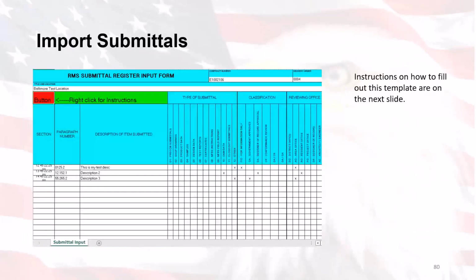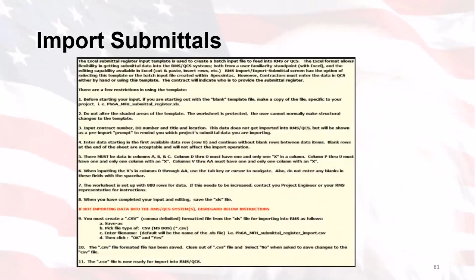The submittal template file looks as follows. So you'll go through and you'll follow the instructions on how to fill out this template. And the same way that you did on the other template, you'll right click on the big red button, and essentially that will pop up the import submittals instructions. You'll just follow the instructions on how to import that particular template.